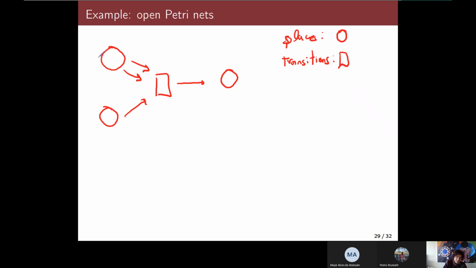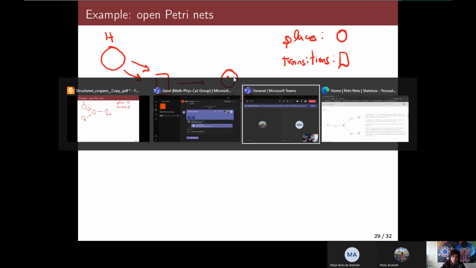And why is that so? This is a Petri net for water formation, for instance. The idea of this Petri net is that it will eat 2 hydrogens and eat 1 oxygen, and you move to spit out just 1 water here.